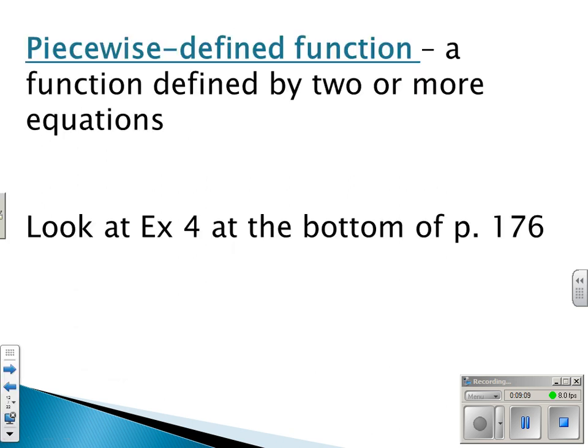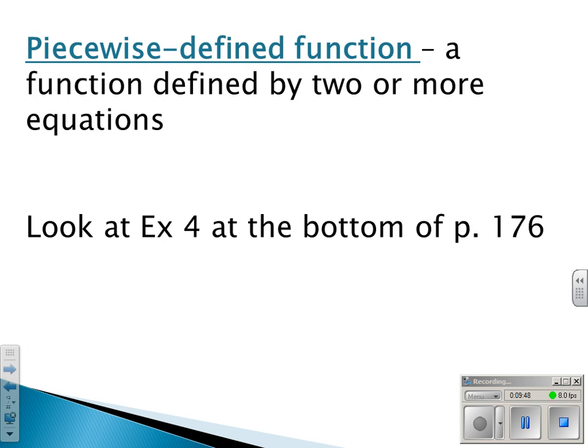Next, piecewise defined functions. Now it's going to be easier if you look at these while I'm talking about them. So let's make sure that everybody is at the bottom of page 176 now. It says a piecewise defined function is a function defined by 2 or more equations. So look at the example that they have there. They have f of x is equal to x squared plus 1 if the x values being inputted are under 0, or negative. F of x is equal to x minus 1 if your inputs or your x values are greater than or equal to 0.